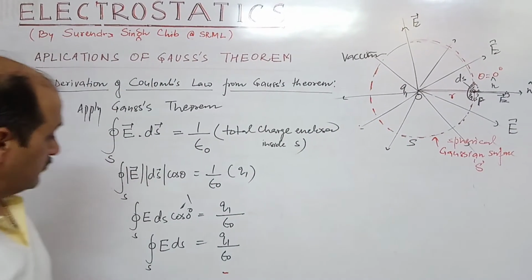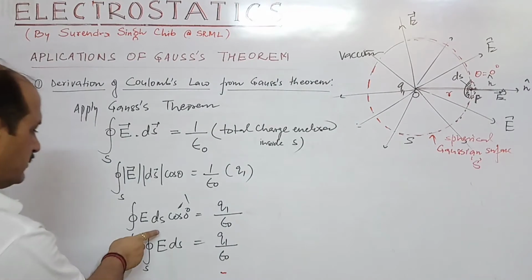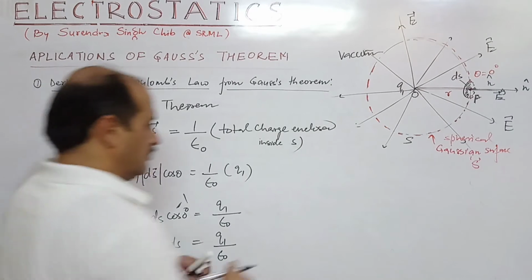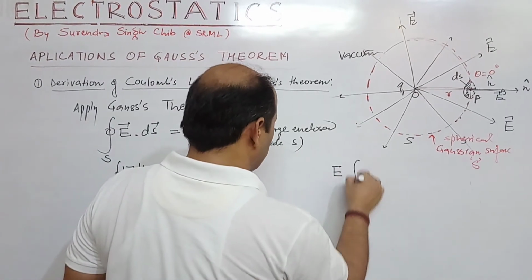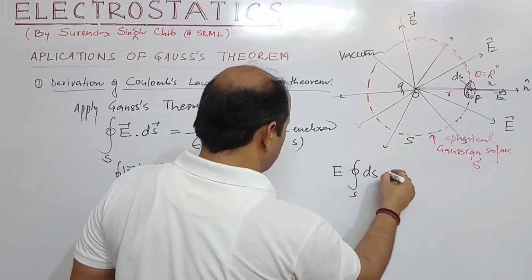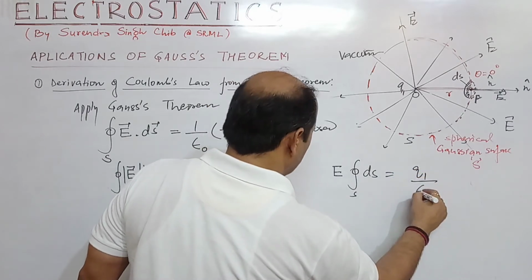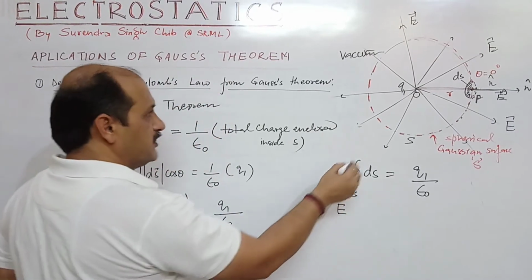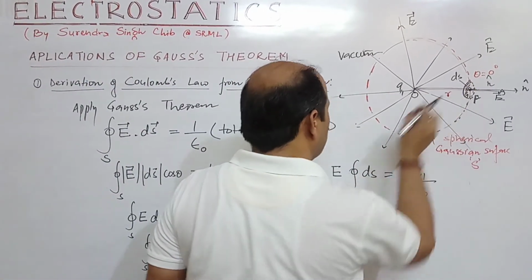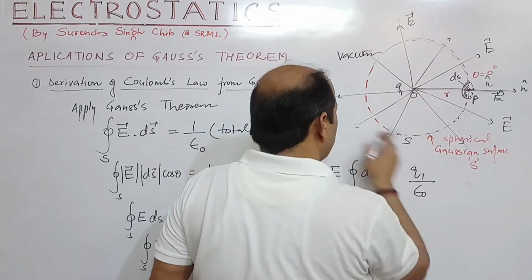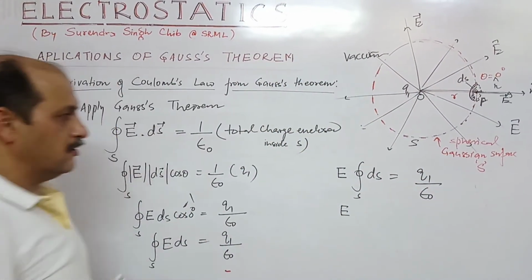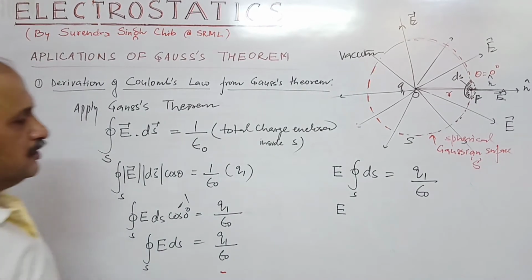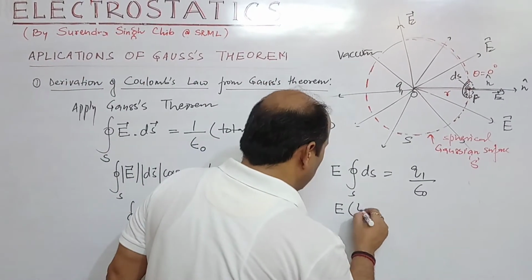Since on the Gaussian surface the electric field is constant in magnitude, we take it out of this integral. Surface integral ds equals Q1 upon epsilon naught. So this is E. What is the integral of ds? This is a ds, a small surface element. When we integrate it over the whole surface, we get the whole surface area. So what is the surface area of the sphere? It is 4 pi small r square.